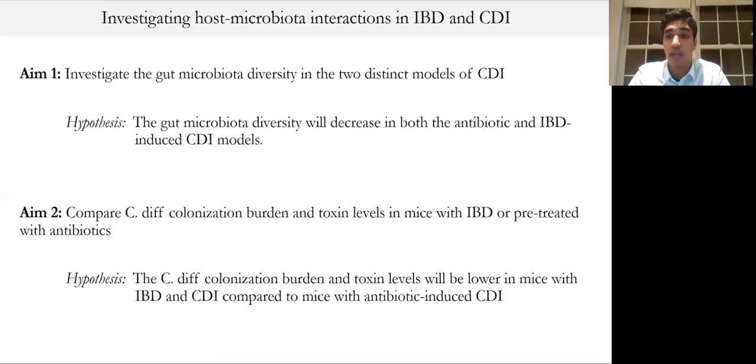My second aim was created in order to compare the degree of C. diff colonization and the level of C. diff toxin produced in the two models. From previous experiments with our mouse models, we know that IBD-induced CDI results in decreased disease severity when compared to antibiotic-induced CDI. Using this knowledge, I hypothesized that the C. diff colonization burden and the toxin levels would both be lower in the IBD group than in the antibiotic group.